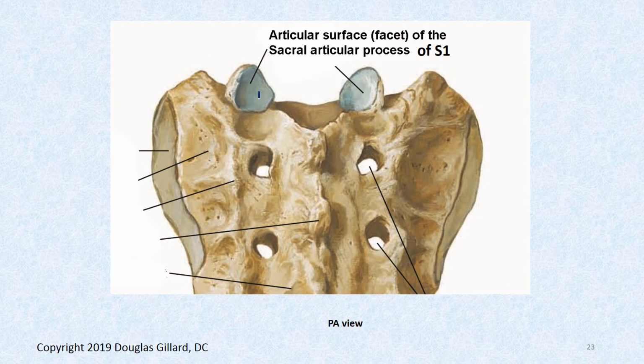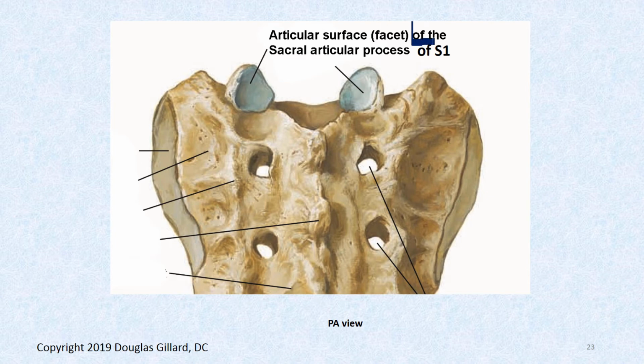because it's smooth. So if you're in the lab and getting tested on this and there was a pin sticking in this thing, how would you call that? What would you call it? You would call it the articular surface, or the facet of the superior articular process.